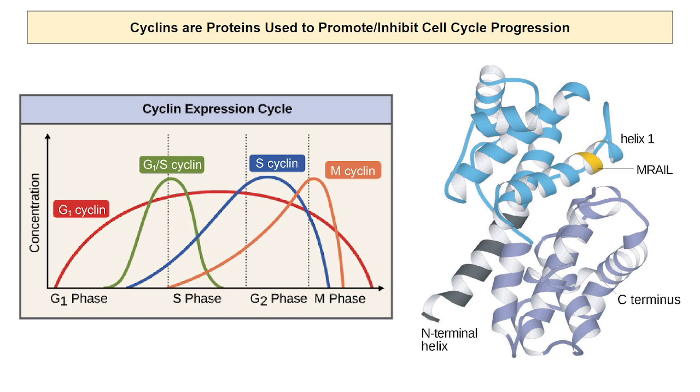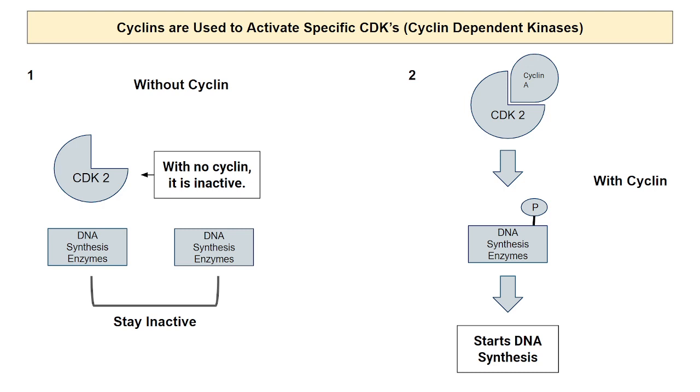To the right here, you can actually see an example of a cyclin. You can see some of those concepts that we talked about in Unit 1 in terms of alpha helixes, beta sheets, and quaternary structure. So how do these cyclins actually work? Well, these cyclins are going to communicate with another type of protein, an enzyme to be more specific, which are called CDKs, or cyclin-dependent kinases.